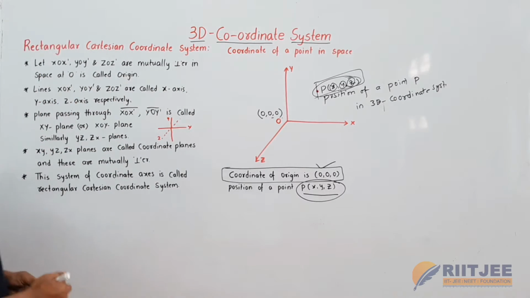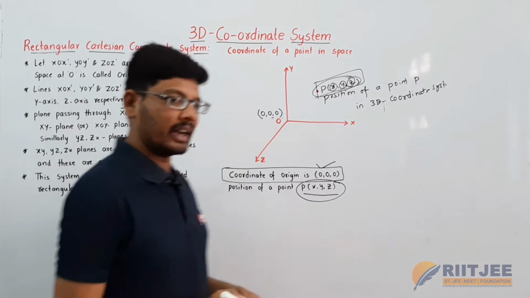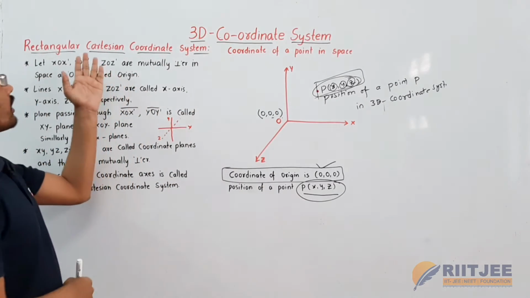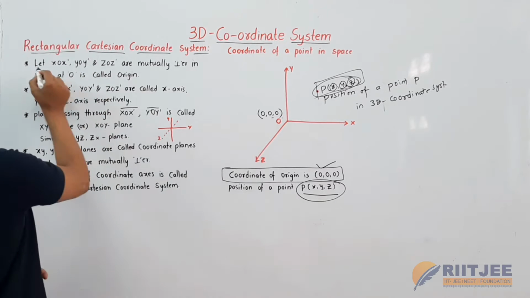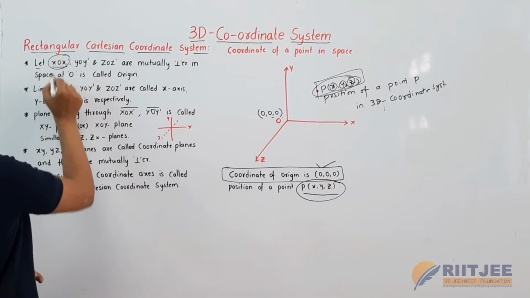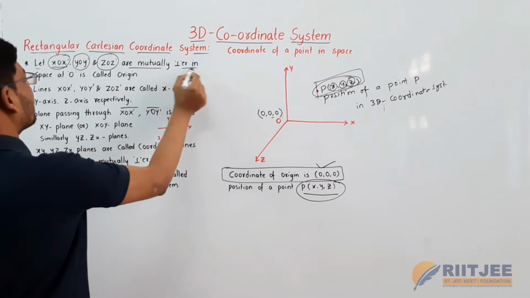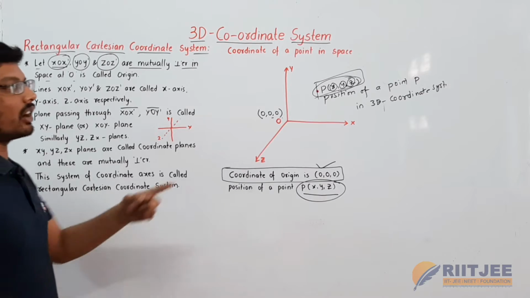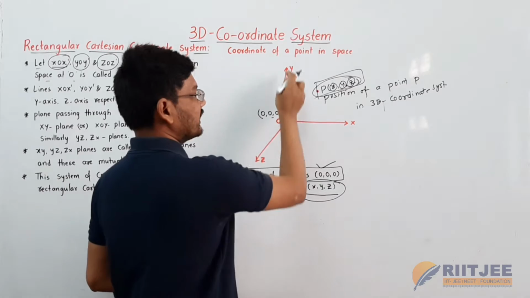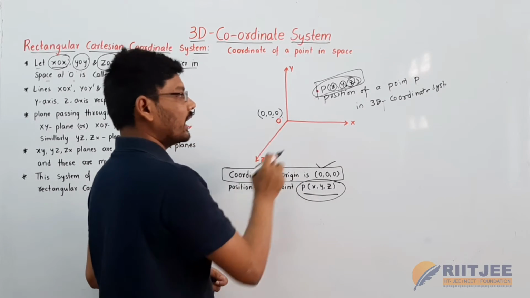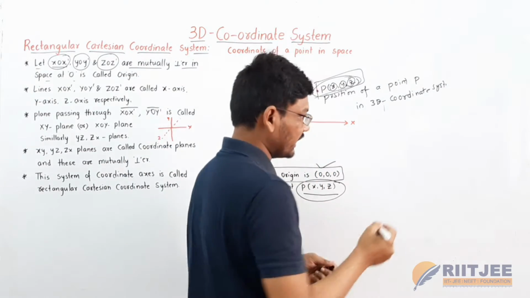And when you look at the rectangular Cartesian coordinate system, the heading name is rectangular Cartesian coordinate system. The first point is: let X'OX, Y'OY and Z'OZ be mutually perpendicular lines at space O, which is called the origin. Here this is the x axis, this is the y axis, this is the z axis.